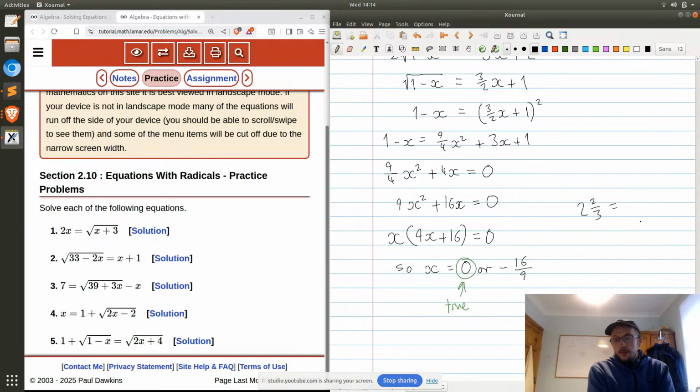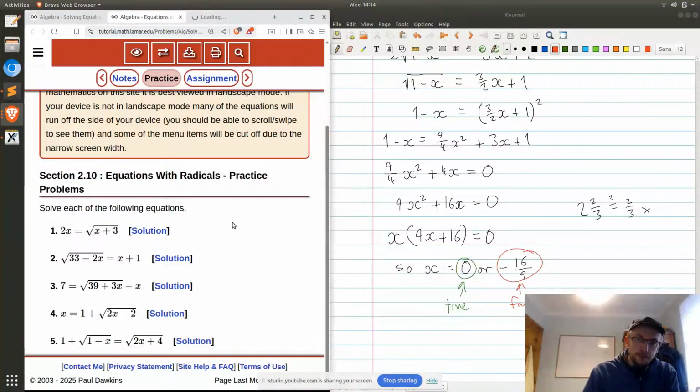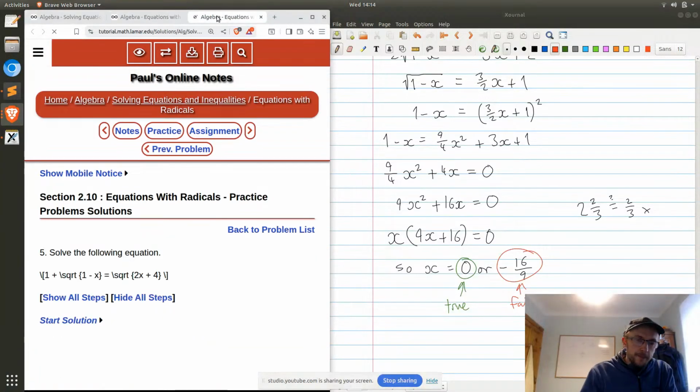Okay. Negative 3 and 5 ninths added on to 4 is 4 over 9, whose square root is not 2 and 2 thirds. Whose square root is 2 over 3, but this is false. So I think that that's false, a false solution. But we'll see. We will see.